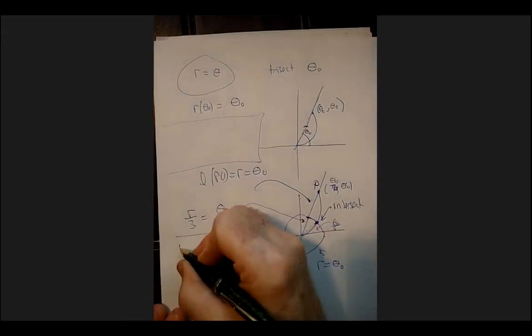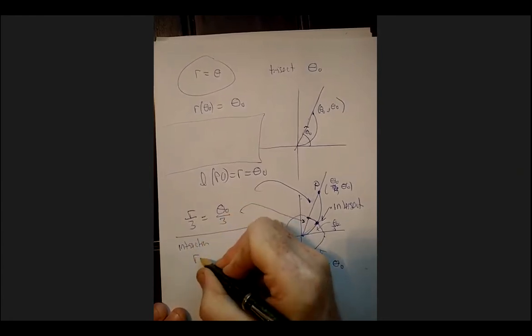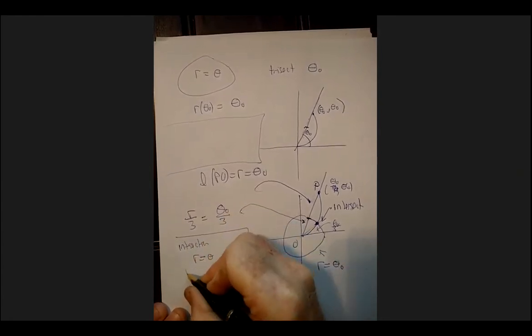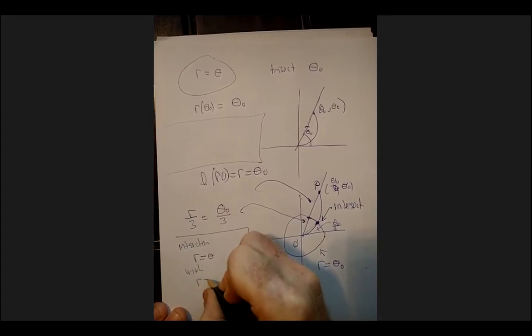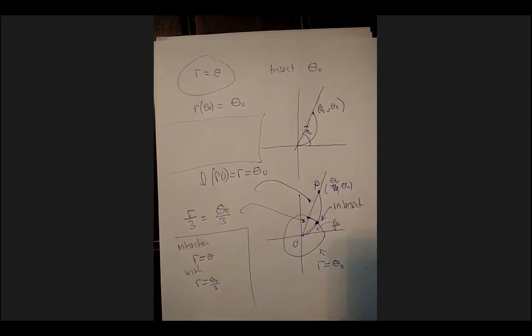So I want the intersection of r equals theta with the circle r equals theta naught over 3. In polar coordinates, the equation for a circle is just its radius. If you have a circle of radius 1, its equation in polar coordinates is r equals 1. So it's very simple in polar coordinates.